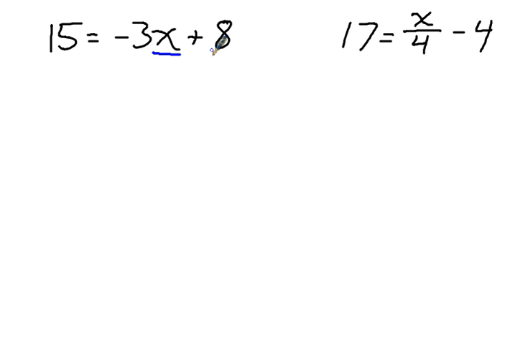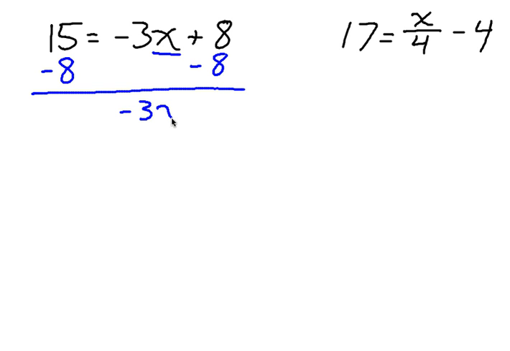So, same as before, I have to get rid of this addition. Before I can get rid of this multiplication, I have to get rid of addition first. So I'm going to subtract 8 from both sides. Do it on one side, you've got to do it on the other as well. Plus 8 and minus 8 is nothing. Minus 3x doesn't have anything underneath it, so it just stays the same. 15 minus 8 gets me 7.